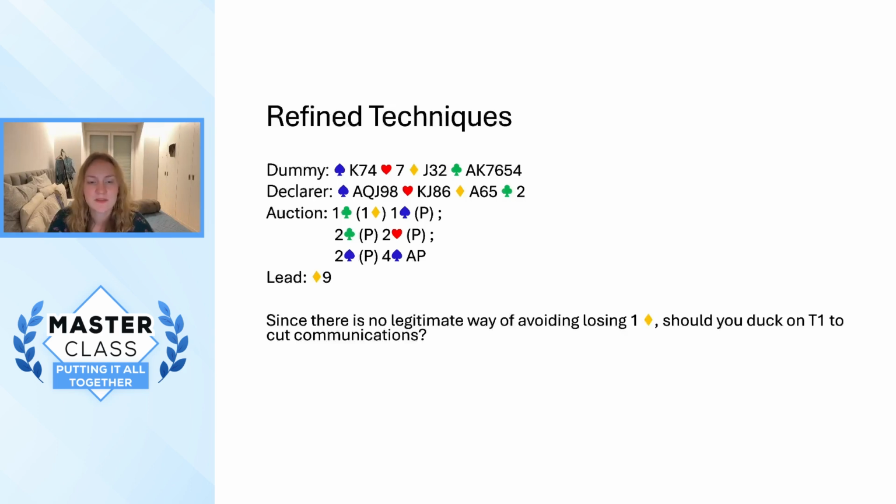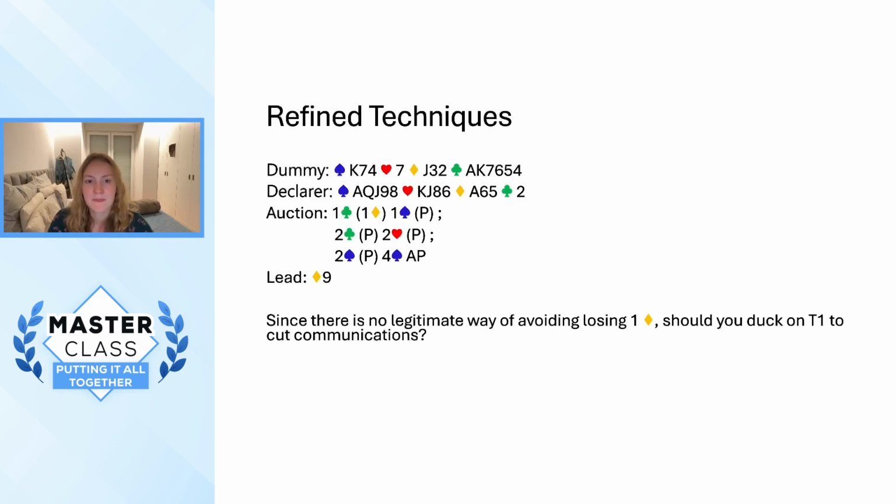So the first reason we're thinking about this is that there isn't actually a legitimate way of avoiding losing a diamond. No matter what we do, at some point we're going to have to lose to the ace of hearts, at least. And at that point, we won't have been able to throw away enough diamonds to have no diamond losers. So in that case, we have this loser that we're definitely going to get anyway. So it begs the question, is it worth a duck on trick 1? What is that duck achieving?